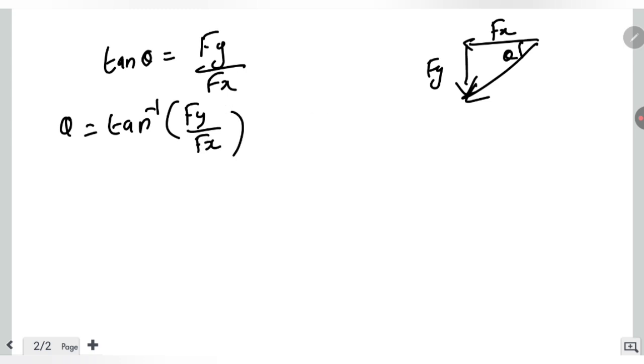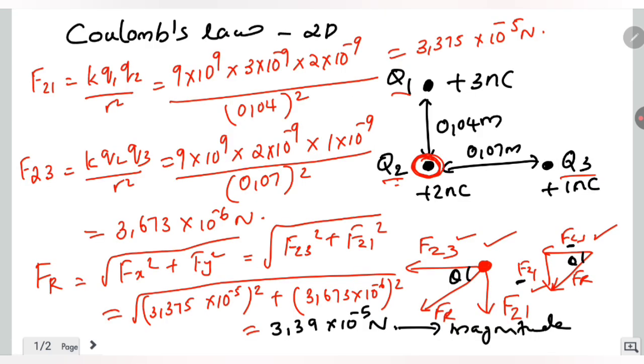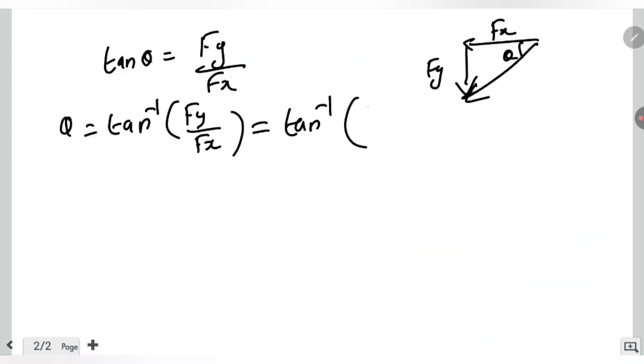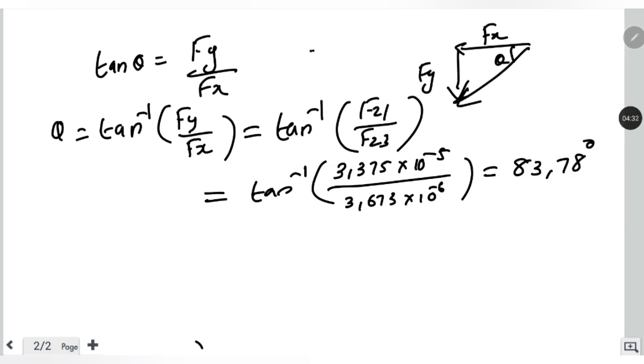Okay. So then substitute for our case. It's going to be tan inverse, y is F21 and x is F23. So F21 over F23. Substitute and get the answer. So this is the answer for theta.